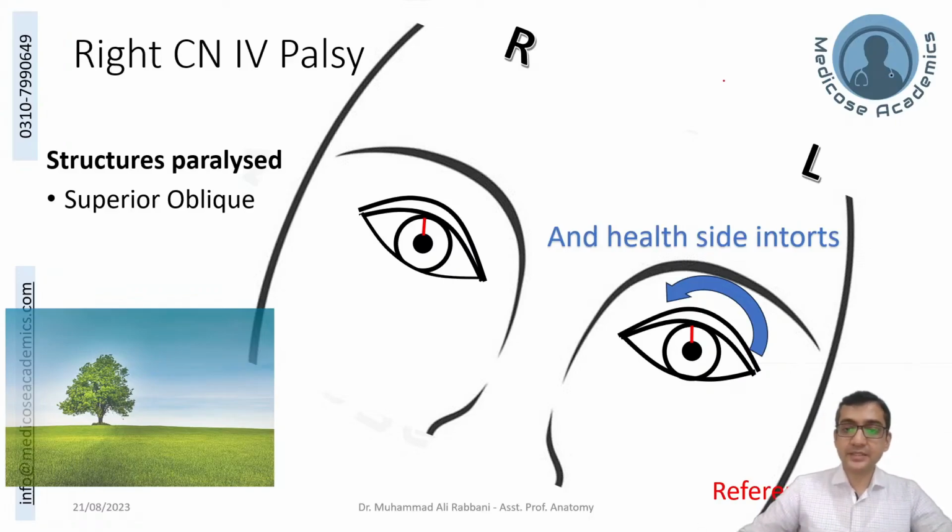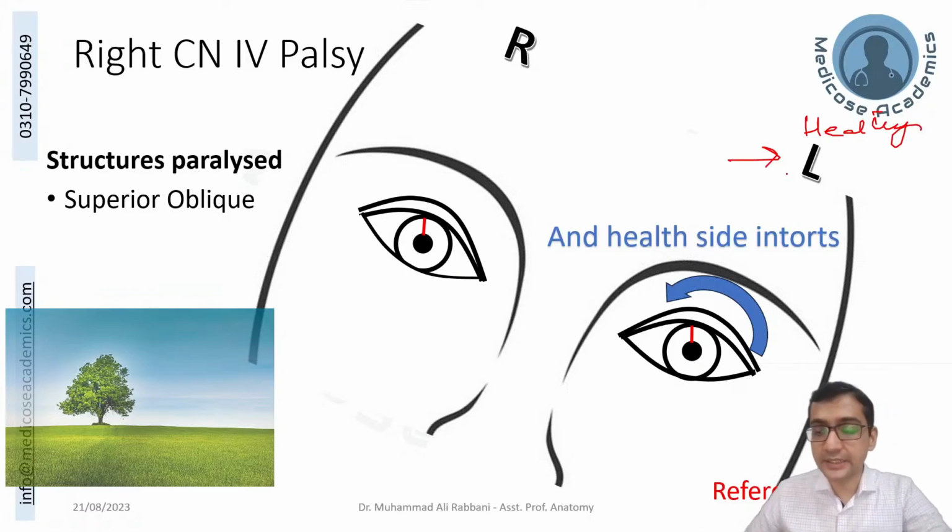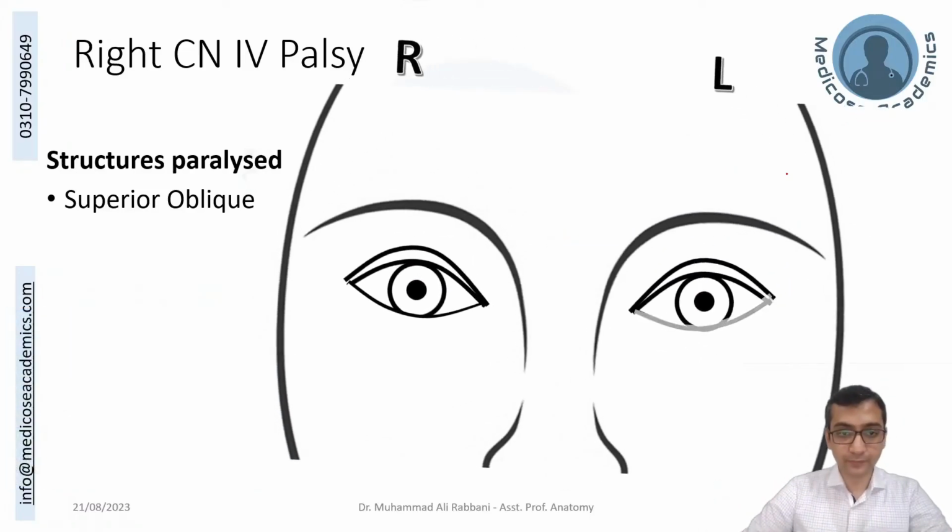So the person is tilting the head towards the healthy side. He is tilting the head away from the pathological lesion side. So that's the point you have to remember for MCQs.